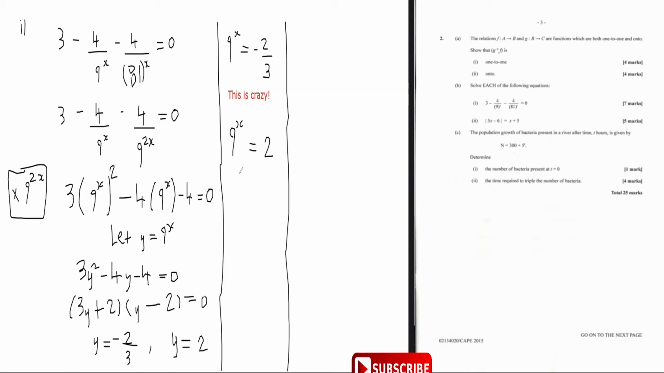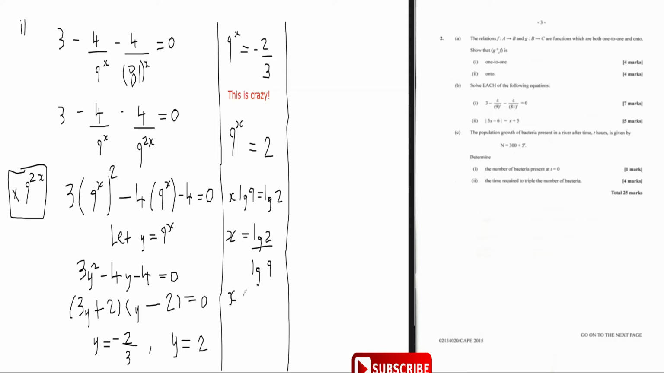By taking the log of both sides, we get x log 9, right? Using laws of logarithm, x log 9 is equal to the log of 2. And so we divide both sides by log 9 to write that x is equal to log 2 over log 9. Then you put that in a calculator, log 2 divided by log 9, and you get 0.315. So that is x.